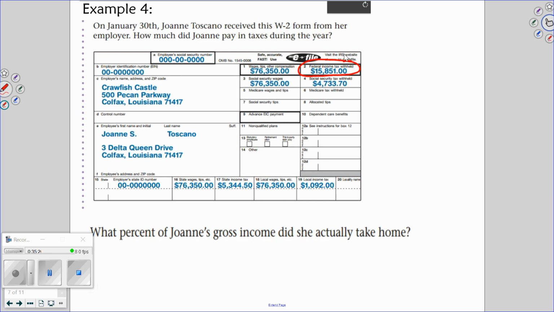Social Security tax withheld. This is actually not considered a tax when it's asking for the total amount of taxes. It is not including Social Security. If you look down here, you have state wages and tips, again, down here in box 16. Then you have state income tax, and you have local income tax.